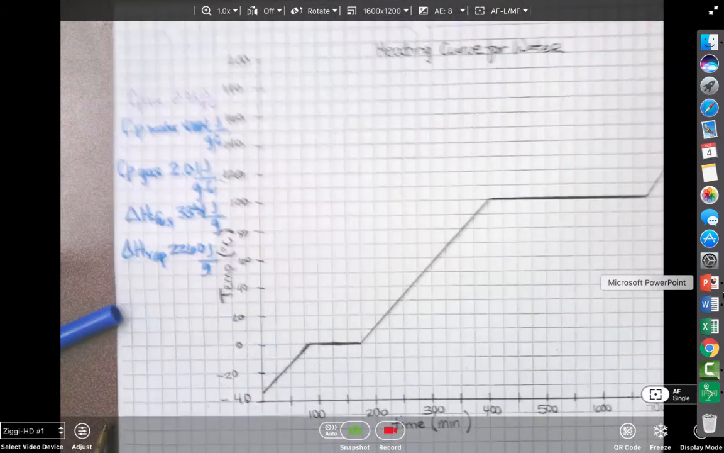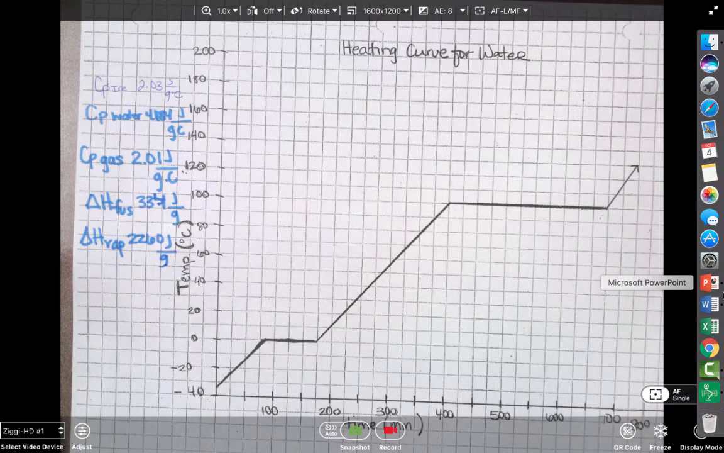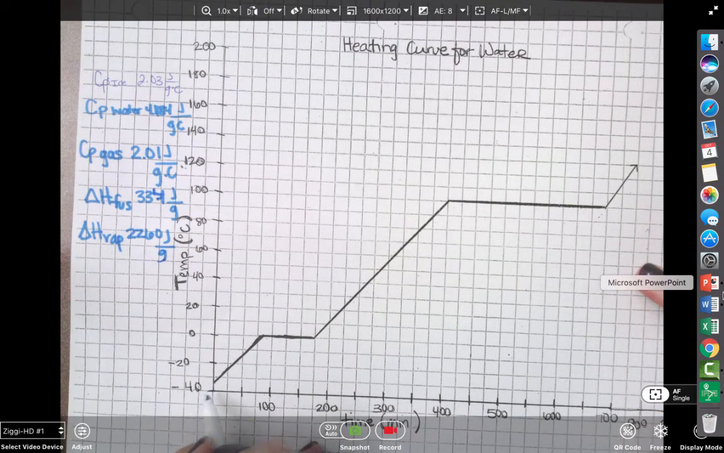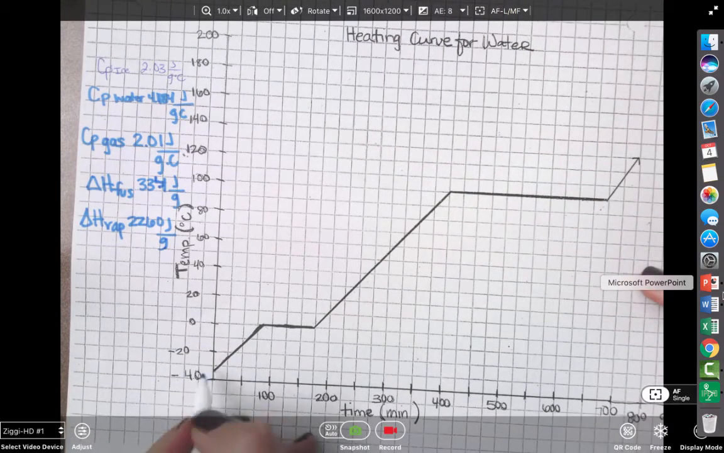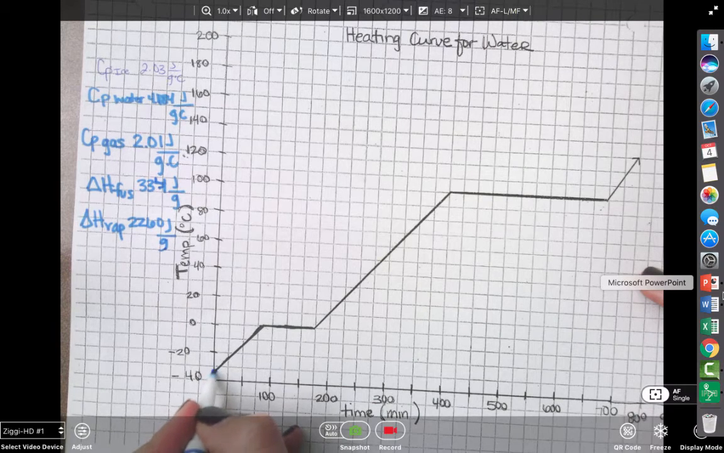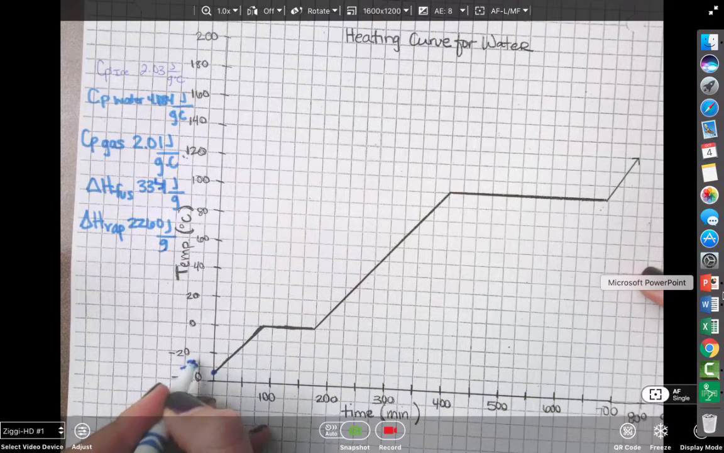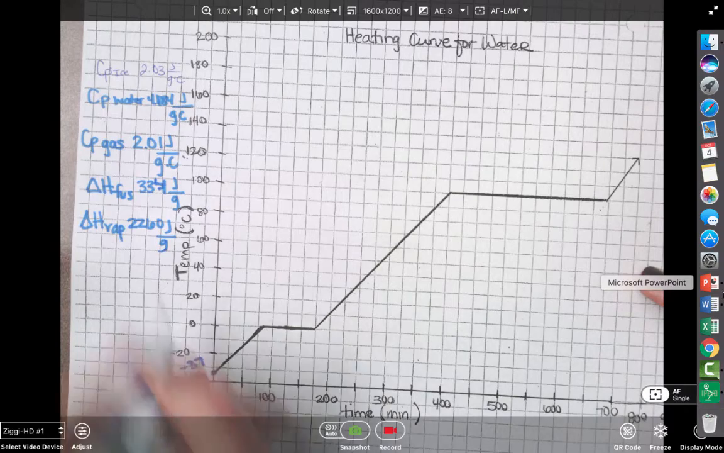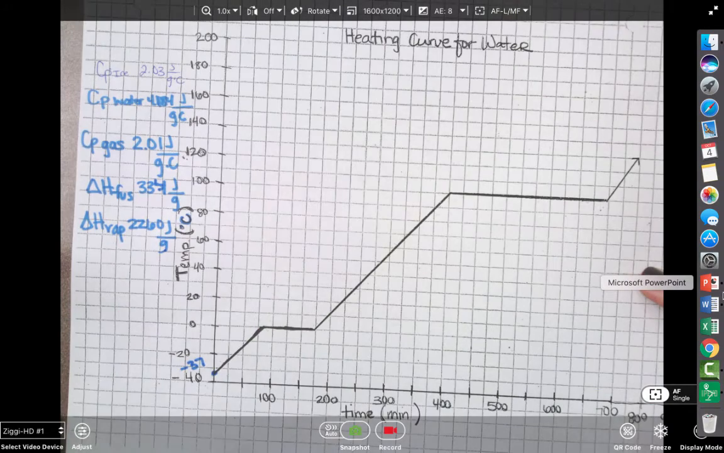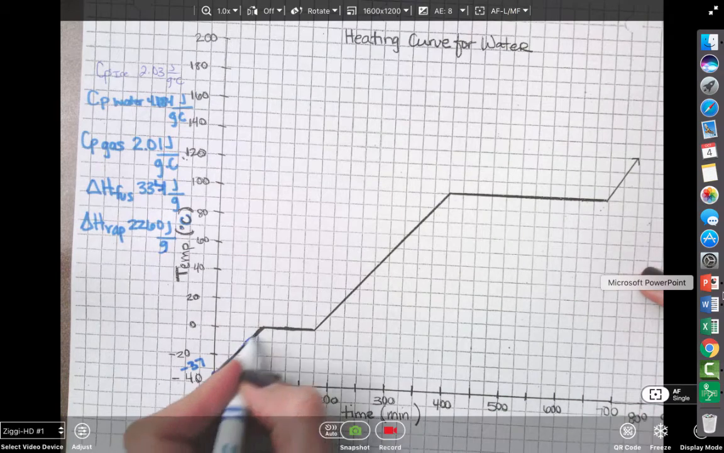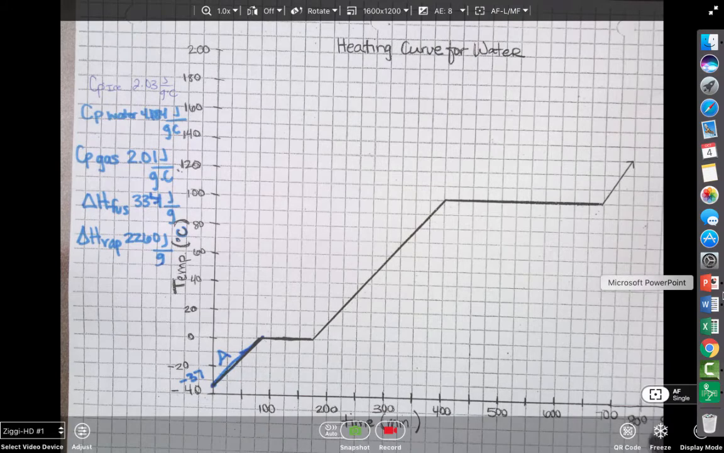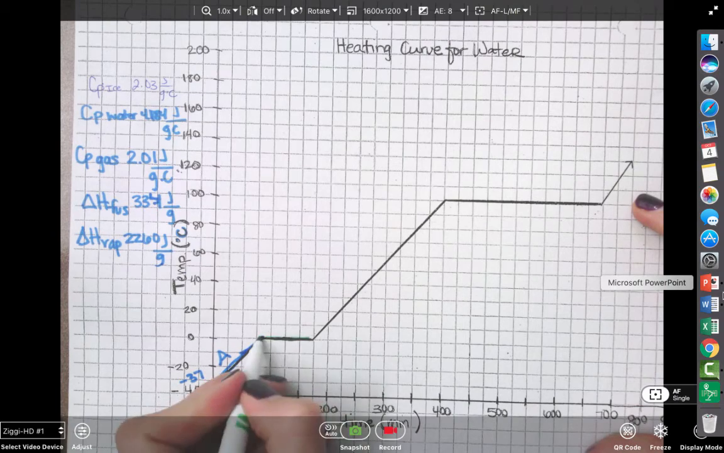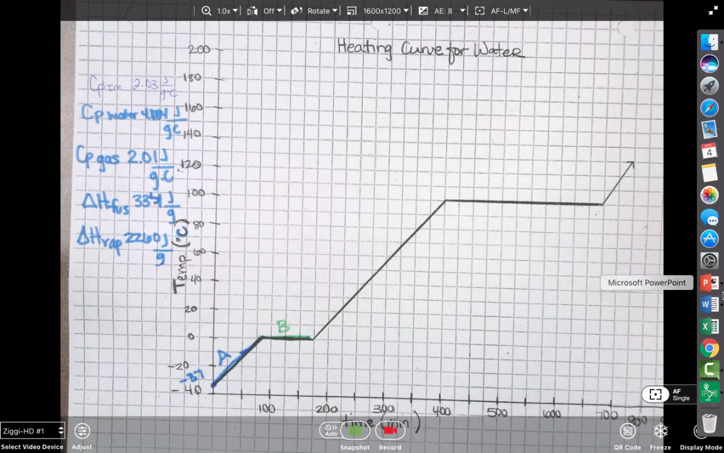Let's talk about this graph. All right, so we have different sections. On the graph, it's showing how temperature is changing over time. I'm starting out down here at about, let's say, negative 37 degrees Celsius. So it's measured in degrees Celsius. And I'm going from negative 37 up to 0. I'm going to call this section A. You notice that it plateaus at 0 for a certain amount of time. I'm going to call that section B.